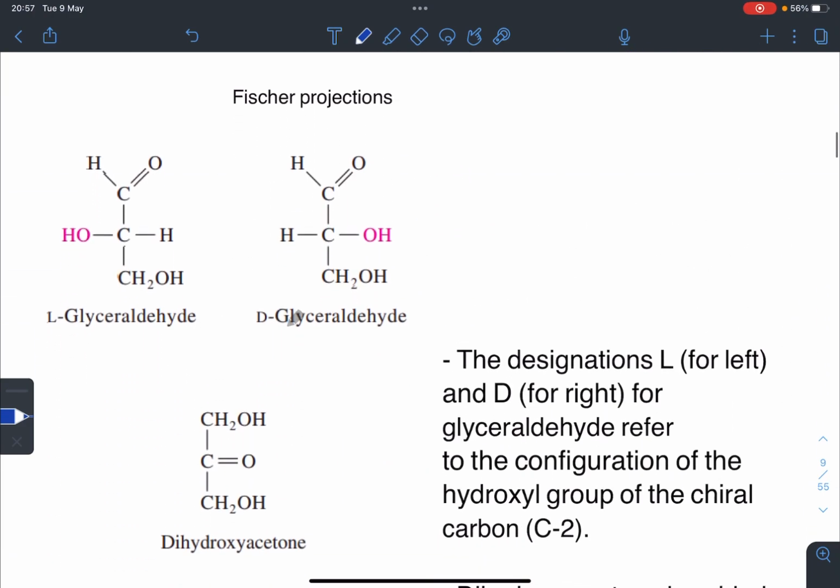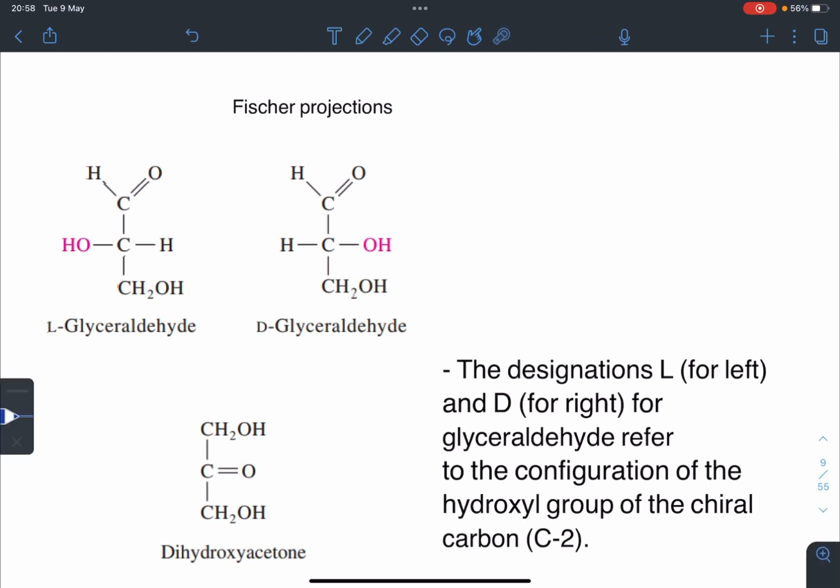So Fischer projection is the most common kind of projection you should need to know. When OH is on the left side, that is L-glyceraldehyde. When OH is on the right side, that is D-glyceraldehyde.